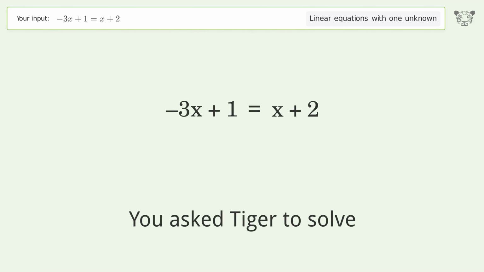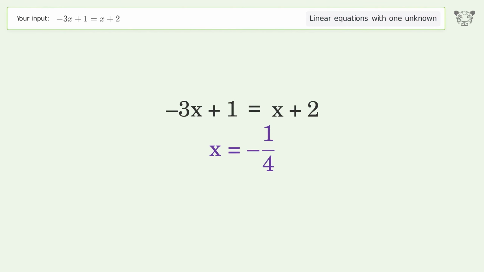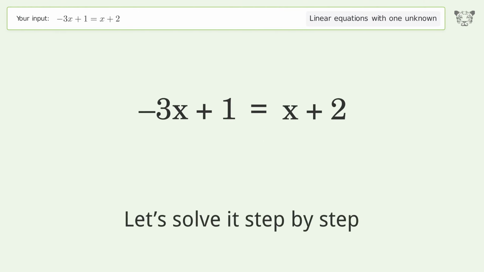You ask Tiger to solve. This deals with linear equations with one unknown. The final result is x equals -1/4. Let's solve it step by step.